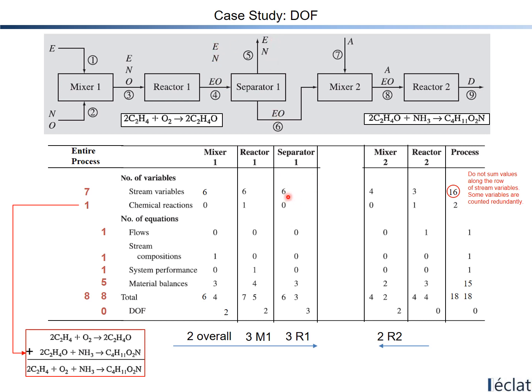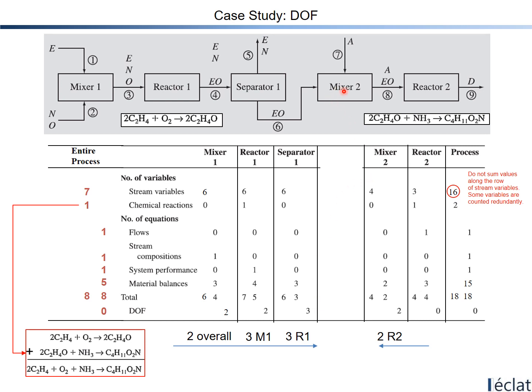6 stream variables with no chemical reaction, no specified flows, no stream composition, no system performances, and material balance. Let me count the number of the compounds: E, N, EO. So we have 3 different compounds. So material balance equations are 3. So total freedom 6 minus total restrict 3, so degree of freedom for separator 1 is 3.